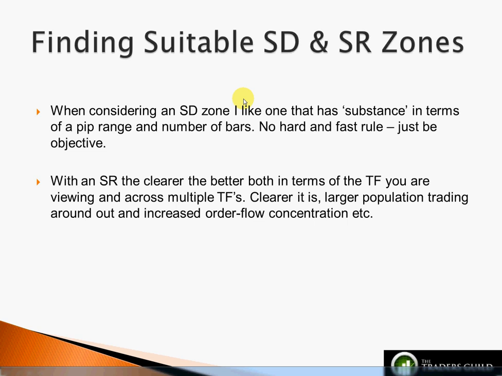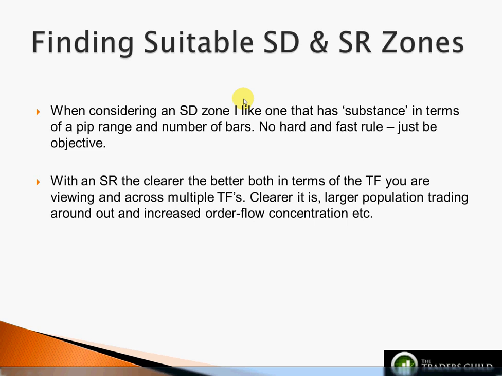So when we consider a supply demand zone, we want one that has substance. It has to have some meat to it. It has to have a decent pip range in terms of width, and it has to have a good number of bars. I don't like sudden reversals on one bar. A one bar reversal on a one hour time frame might be a nice zone on five minutes, that's a different story. But as a matter of course, I'm always looking at setups around the H1 and H4 timeframes myself, and I'm looking for ones that stand out as ones that I think, yeah, that's going to act as a brick wall to price. Price is going to reverse there.